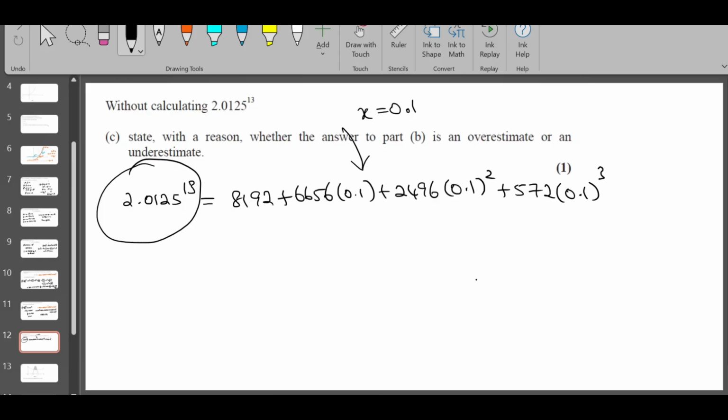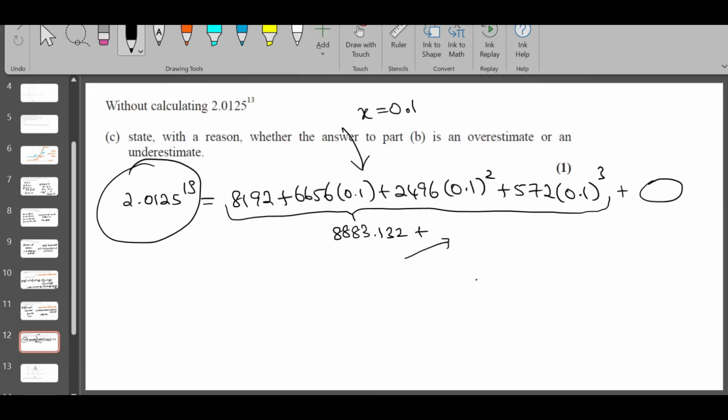That's important because we got the value 8883.132 when we added these four terms. So if you add the fifth term, you're gonna add some number here, so the value will get bigger, right? If you add one more term, again you're gonna add another positive number, the value will get a bit bigger. Since we have taken only four terms, what we have here is the underestimate, and not only because of that, all the terms are positive.